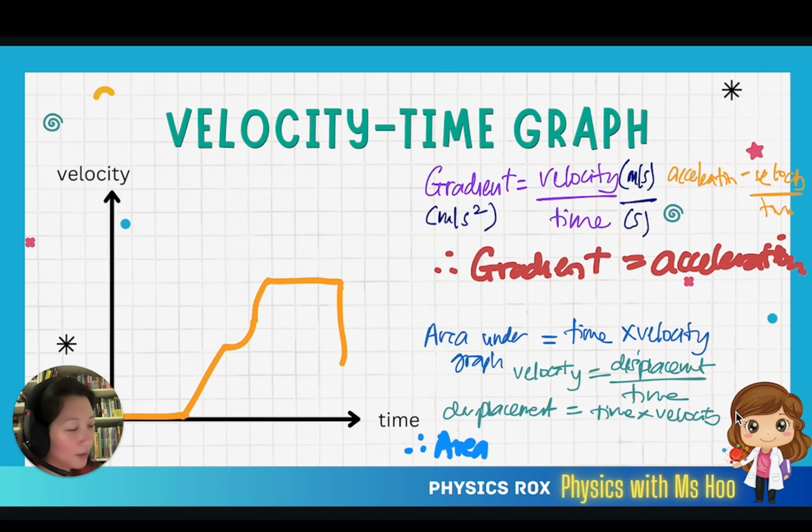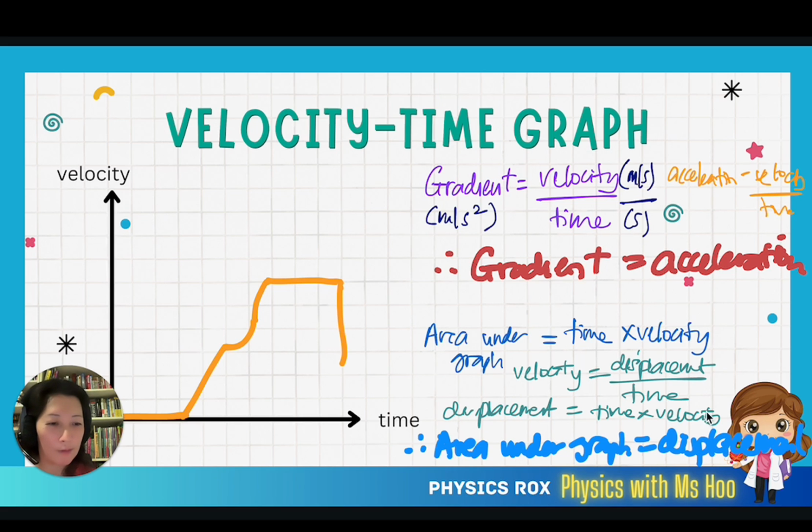So area under the graph is equal to displacement. Whoops, I've written on my cute avatar over there. And to prove this, you can also check the units again just to be on the safe side. So we know time is seconds, velocity is meters per second. Second times meters per second, cut the seconds, you get meters, which is the unit for displacement. So yes, area under the graph is equal to displacement.